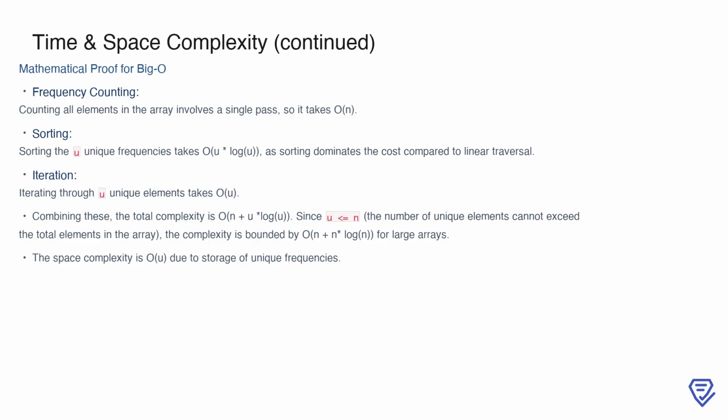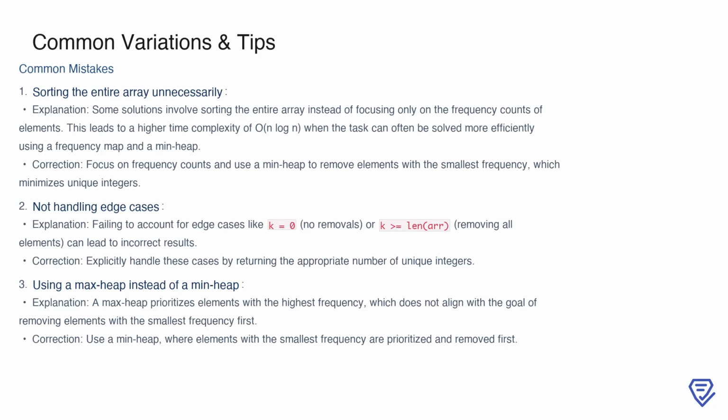When tackling this problem, there are a few common pitfalls to be aware of. First, sorting the entire array unnecessarily is a frequent mistake. Many solutions attempt to sort the array when the focus should really be on the frequency counts of elements. Sorting the entire array increases the time complexity to n log n, whereas using a frequency map combined with a min-heap allows us to remove elements with the smallest frequency efficiently, resulting in a faster solution.